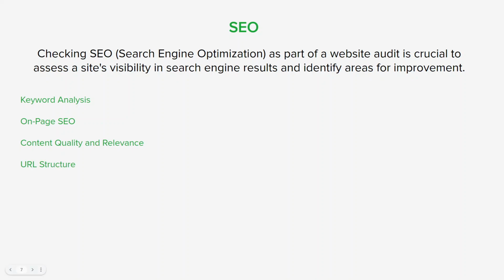Check for clean and descriptive URLs. Avoid lengthy or cryptic URLs with unnecessary parameters. Ensure that the URLs are structured logically and reflect the hierarchy of the website. Technical SEO is another big part of your audit, and you also want to check the structured data and site structure as well.